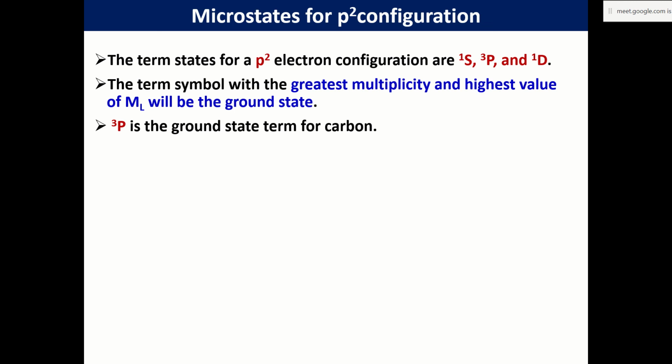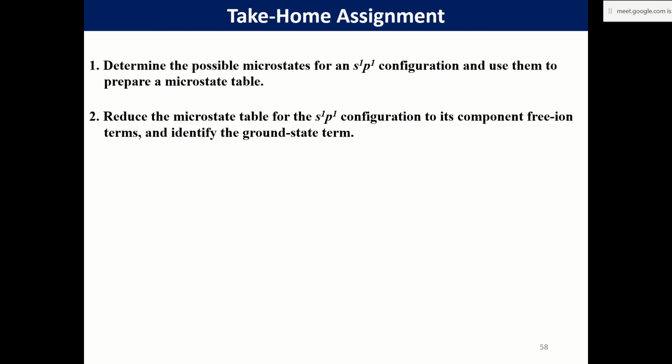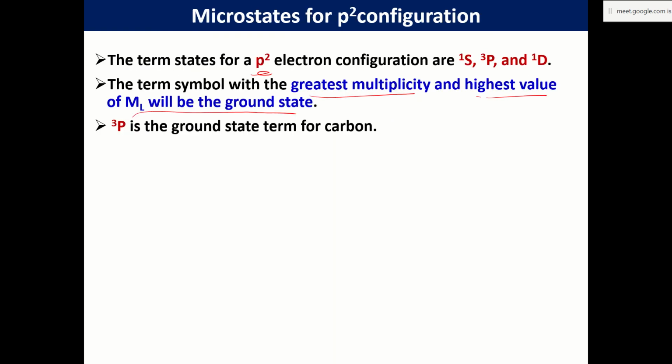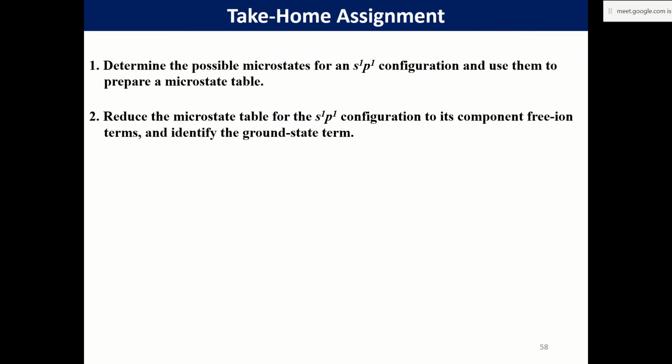Next, we also thought of how the energies work. So for the carbon, the greatest multiplicity and highest value of ml will be the ground state. So that is how we find it, that's already discussed.